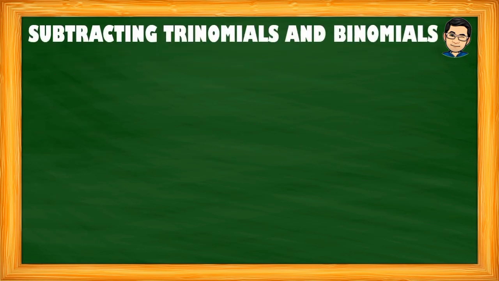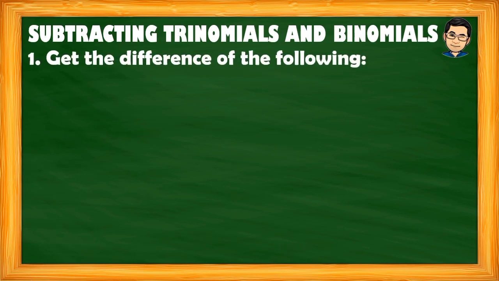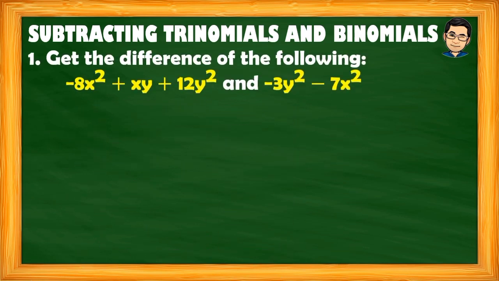Next, subtracting trinomials and binomials. Get the difference of the following. Ayan. Negative 8x squared plus xy plus 12y squared and negative 3y squared minus 7x squared. So, para mas mapakita natin yung pag-change ng sign, sulat lang natin una yung given. Dito, negative 8x squared plus xy plus 12y squared.